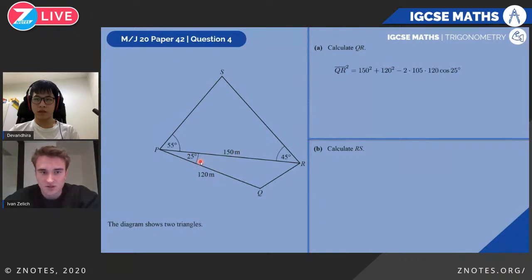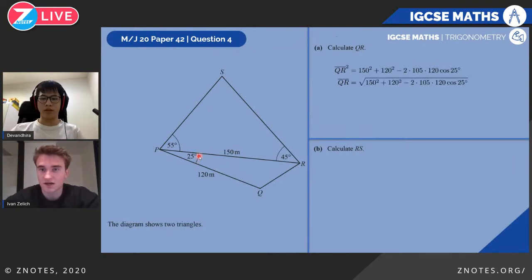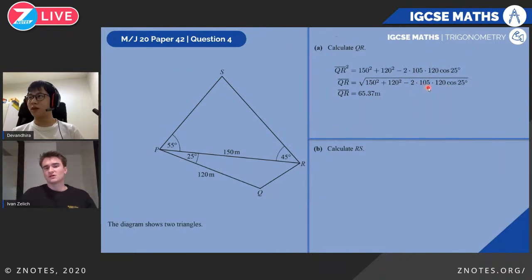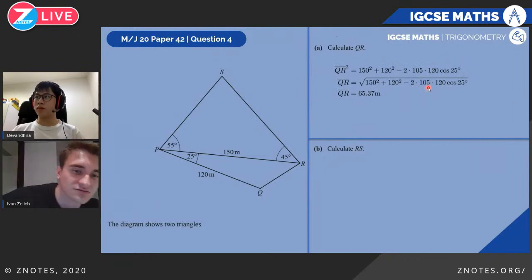So we apply the cosine law. QR squared equals 150 squared plus 120 squared minus 2 times 150, sorry, no, 105 times 120 cos of 25. And we calculate that. If you guys check it for me, I probably made an error in my calculation with this 105, but that's how you do it. So 150 there would be what you need, and we find QR equals 65.37, assuming I didn't put 105 in my calculator instead of 150. But that's how you do it. It's the cosine law for that.